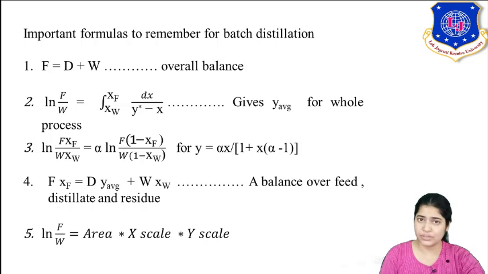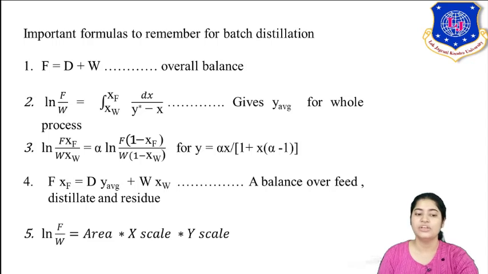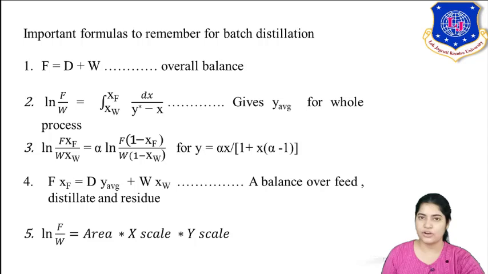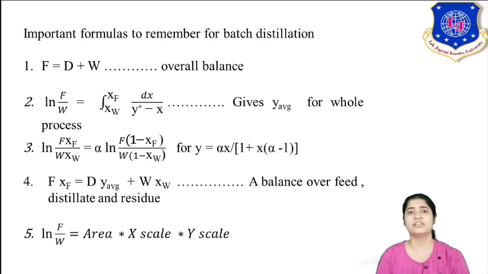Okay, in Rayleigh's equation, that is in the second equation, if I substitute Y is equal to alpha x upon 1 plus x into alpha minus 1, and integrate it, then I get my third equation. You have to remember this third equation by heart. Moving forward, the fourth equation is the component balance of A. The fifth one is used when your questions are graphical: ln of F upon W is equal to area into x scale into y scale. So these are the certain equations which you have to remember when solving the questions. Based on these equations only, most of your questions can be solved.